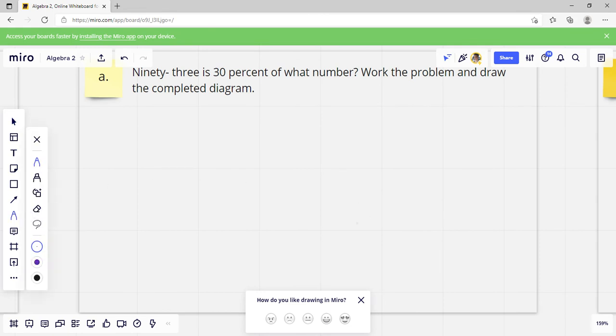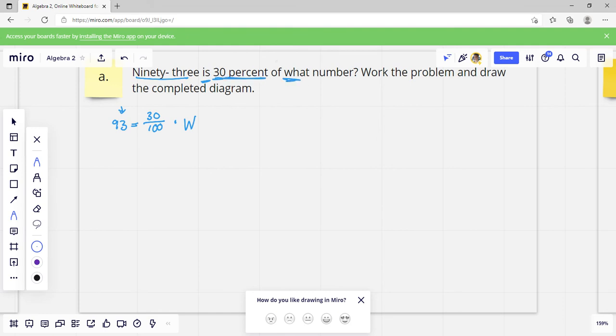All right, so we're going to start with A. 93 is 30% of what number? Work the problem and draw the completed diagram. So we've got 93 is 30%, so that means we're going to do 30 over 100. Of means times, and W for what number? So we got 93 right there. Is our equal sign. 30, that's 30 over 100, because it's 30% of what number?